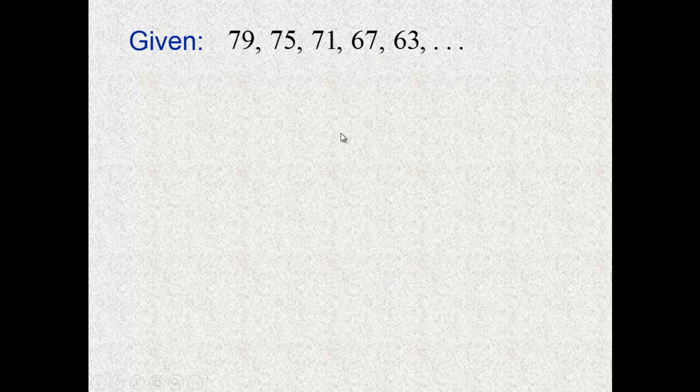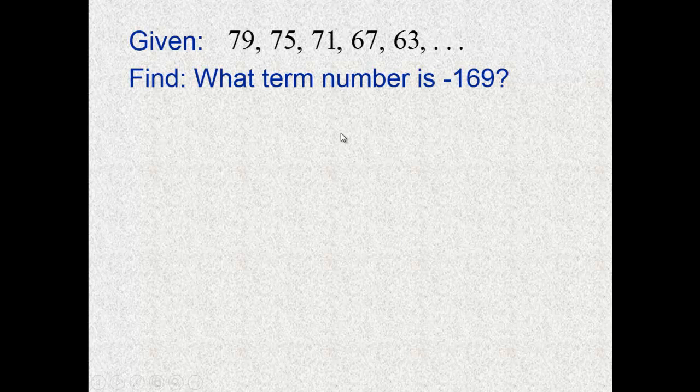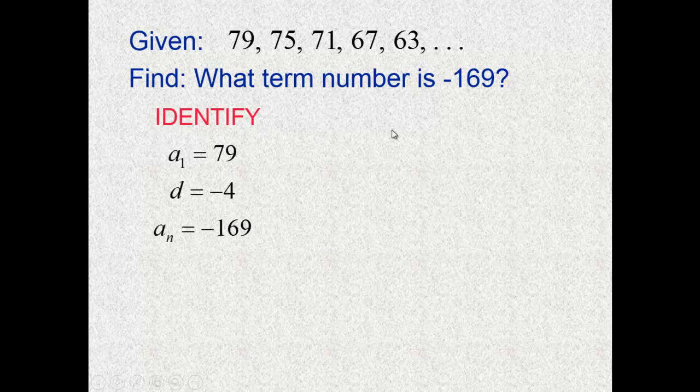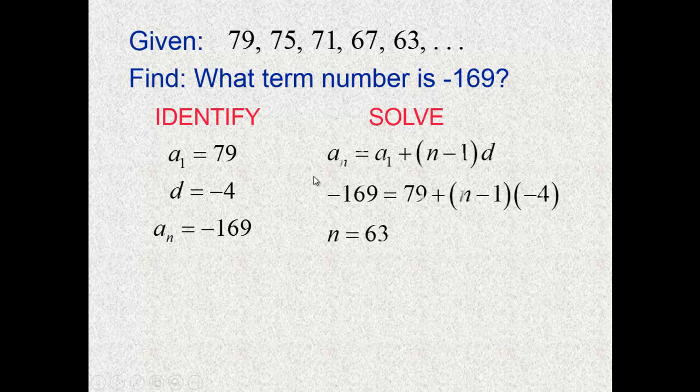Second example: what term number is -169? a_1 is 79, d is -4, a_n is -169. So what is n? Just substitute into the formula. a_n is -169, a_1 is 79, and d is -4, so n is 63.